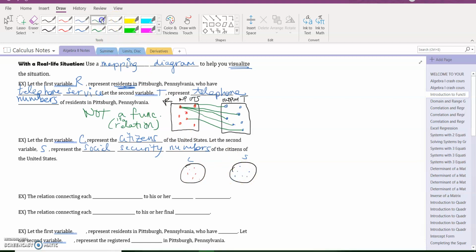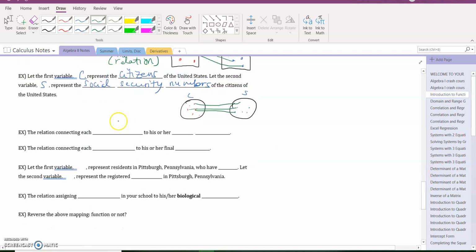So you want to think, does every citizen have only one Social Security number? Is it possible for one citizen to get mapped to a second Social Security number? So take a minute and think about that. And if you think about it long enough, you should be thinking legally here. Legally, every citizen should only have one Social Security number. So that definitely makes this a function.